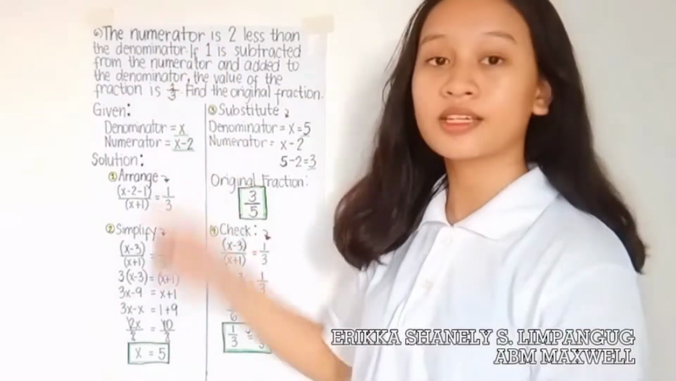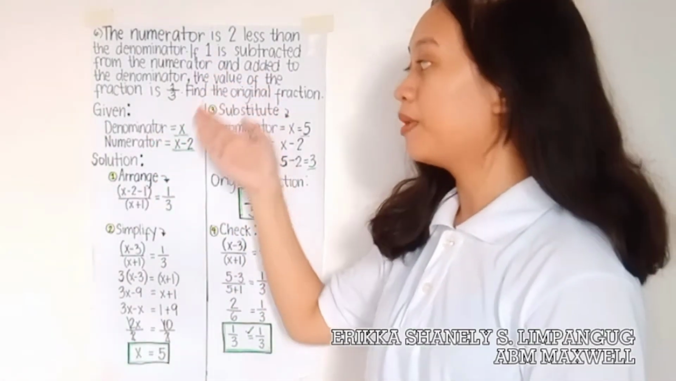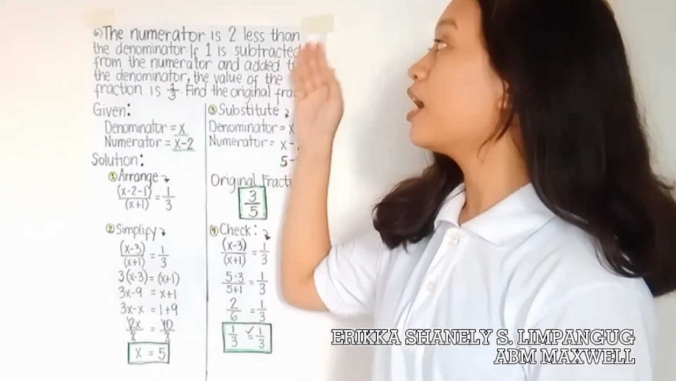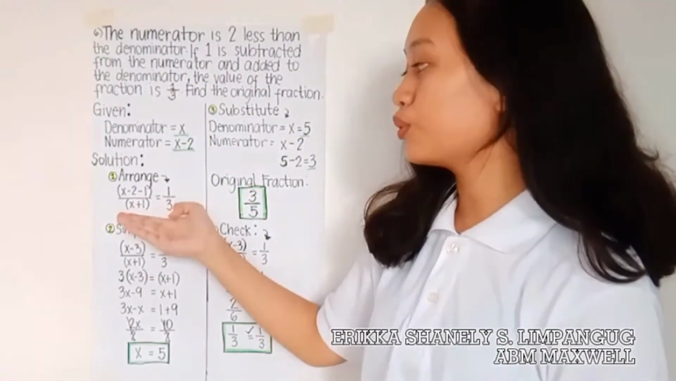For number 6, our given is the numerator is x since the denominator was not mentioned in the problem. Our numerator is x minus 2 since it is mentioned in the problem that our numerator is 2 less than the denominator. For our solution, we have to first arrange.